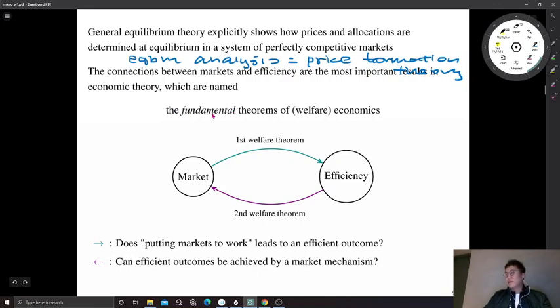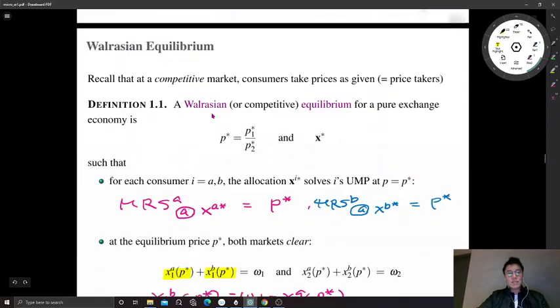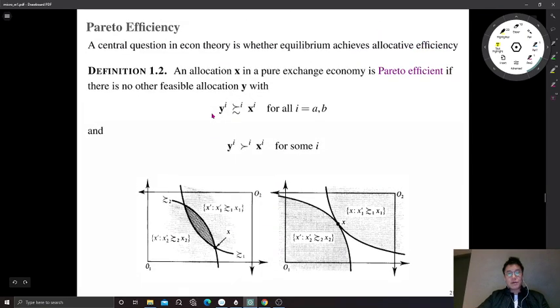Right? So we're going to study two versions of the fundamental theorem in this pure exchange economy, a very special example of the general equilibrium framework. So from next week, we're going to extend the insight covered in this video to a little bit more general setting. All right. So now going back to page number 21. So once again, whether equilibrium achieves allocative efficiency, meaning that equilibrium allocation is efficient or not, is a central question in economic theory.